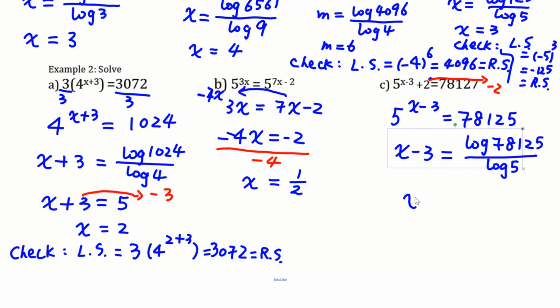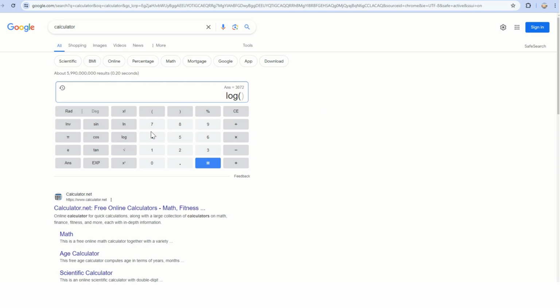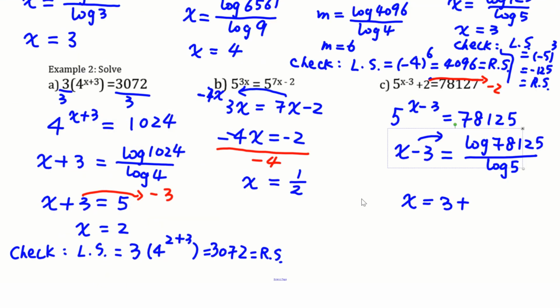Then x equals, we move the negative 3 to the other side, so it's positive 3 plus this log, log 78,125 divided by log 5. It is 7. So 3 plus 7, then we have x equals 10. You could substitute it back and check whether the left side equals the right side or not.